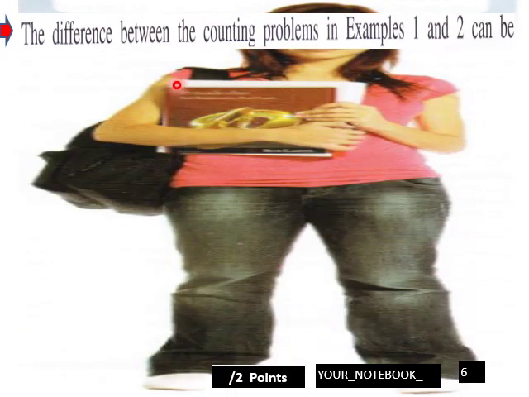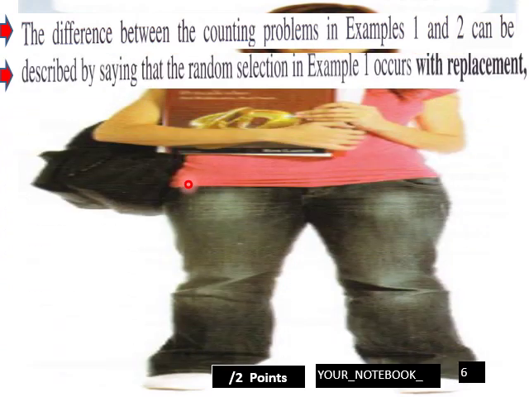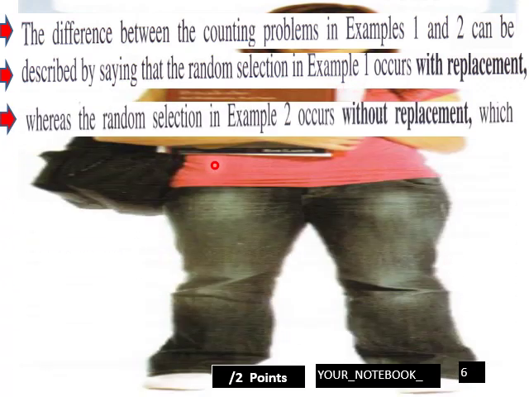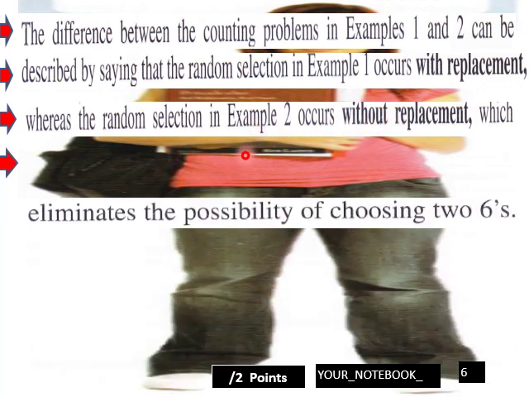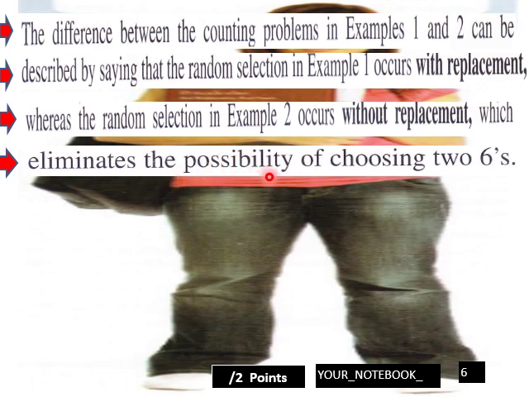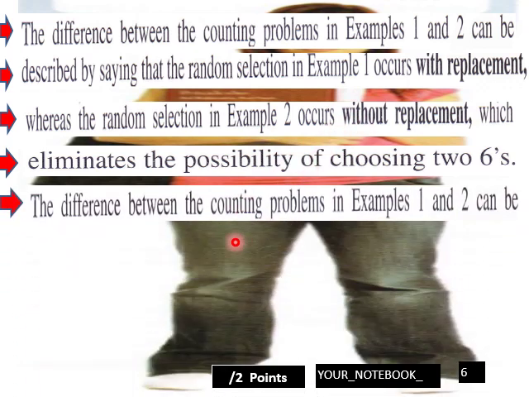Page 6 here. The difference between the counting problems in examples 1 and 2 can be described by saying that the random selection in example 1 occurs with replacement, whereas the random selection in example 2 occurs without replacement. So we're not replacing numbers, which eliminates the possibility of choosing 2 6s. So when you're doing without replacement, you can't choose 6 twice.